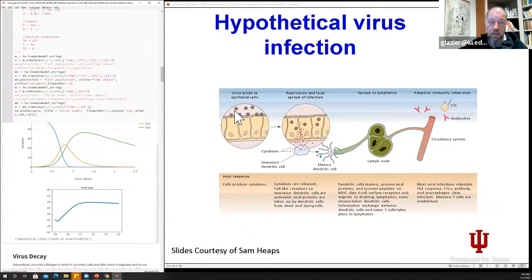But the basic idea is, in the tissue, there's a delay because the cells that are infected have to die, and they have to be scavenged by macrophages. There's a delay because the macrophages have to mature into dendritic cells in the tissue. Once they've done that, they have to find the lymphatic system and migrate to the lymph node, which takes time. Once they're in the lymph nodes, they have to present to the cells in the lymph nodes. It doesn't take that much time.